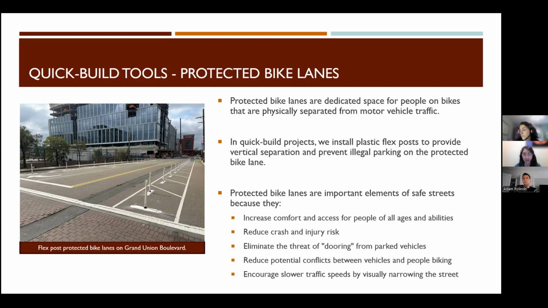Protected bike lanes are important elements of safe streets because they increase comfort and access for people of all ages and abilities, reduce crash and injury risks, eliminate the threat of dooring. So that's when a driver opens a door out onto someone who is biking, reduce potential conflicts between vehicles and people biking, and encourage slower traffic speeds by visually narrowing the street.